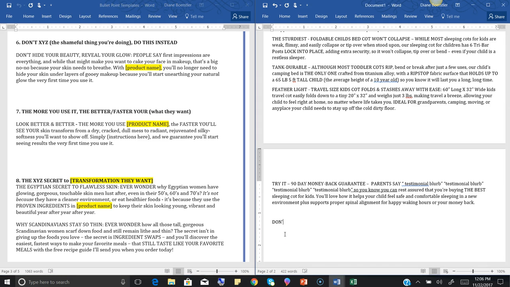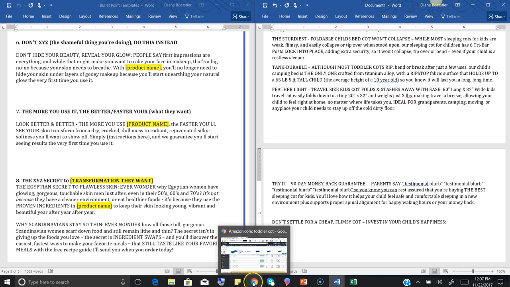Let's do that one. Don't settle for a cheap, flimsy cot. Invest in your child's happiness, right? So that would just be a hook that you would do there. This is your hook at the beginning. Cheap, flimsy cot, invest in your child's happiness. Everybody wants to invest in their child's happiness.